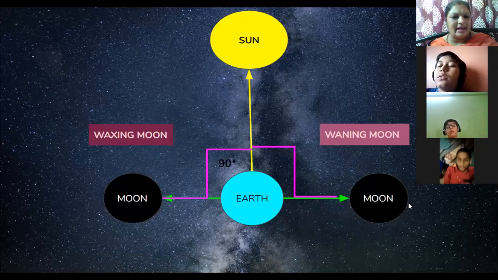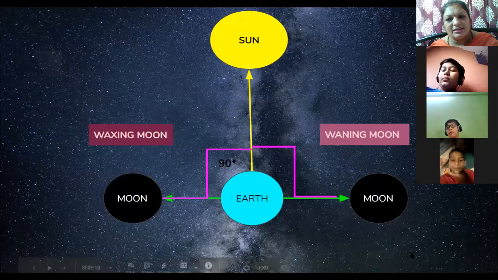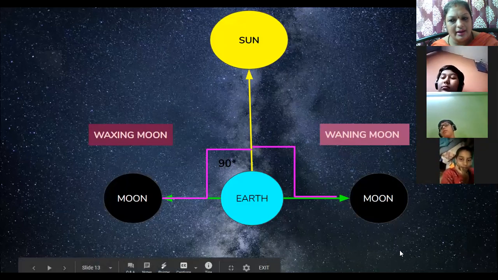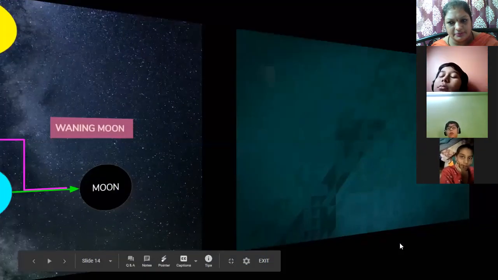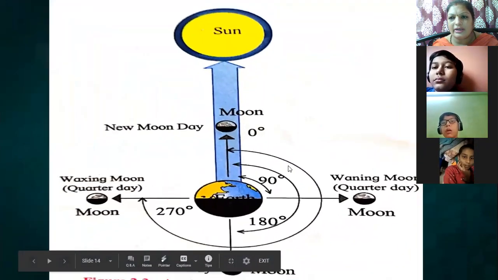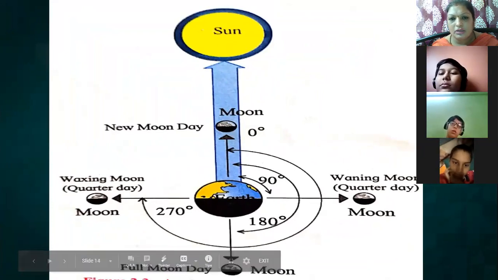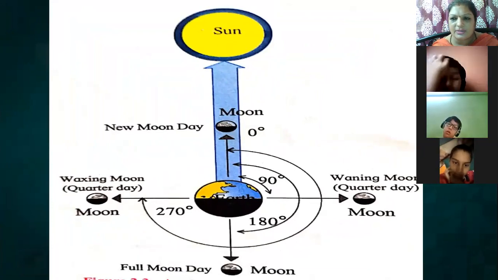Boys, these three diagrams are very important. Now you will understand the diagram which is there ahead. It is from your textbook. This is what I explained to you. Now I broke the diagram into three and explained.